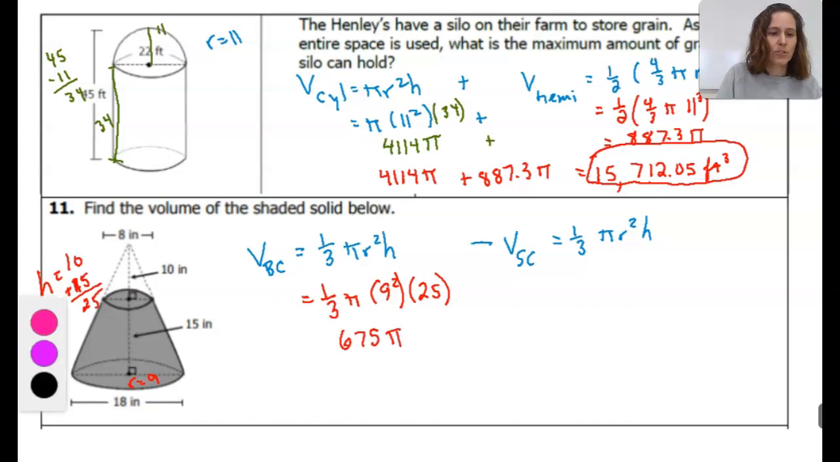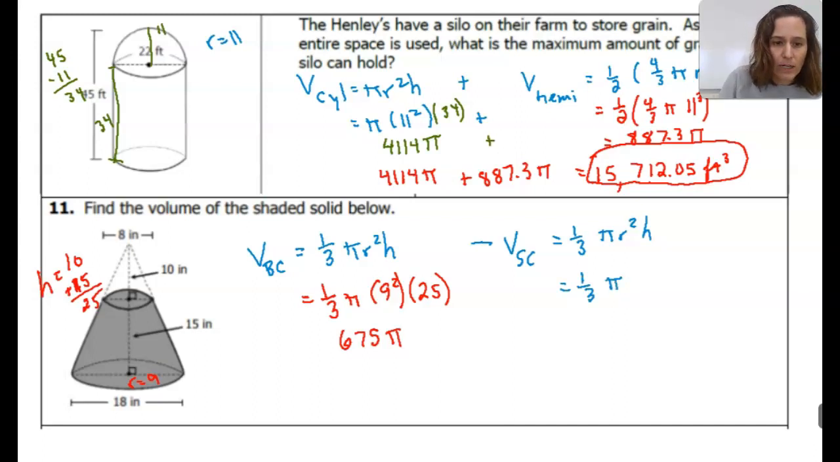Now let's go ahead and finish up the volume of the smaller cone, which would be 1/3 pi. Our radius over here is no longer 9, but we do know up here that the diameter from here to here is 8, so the radius would equal 4. So it'd be 4 squared, and the height of the smaller cone is 10. When you plug all that in, you would get 53.3 pi.